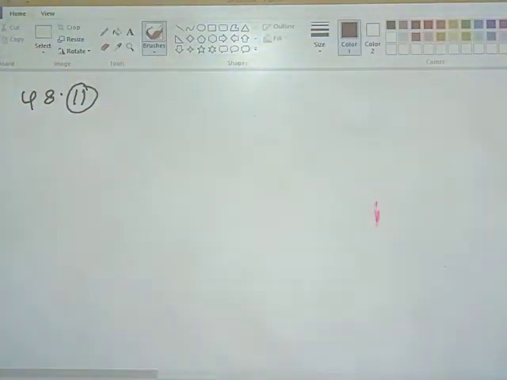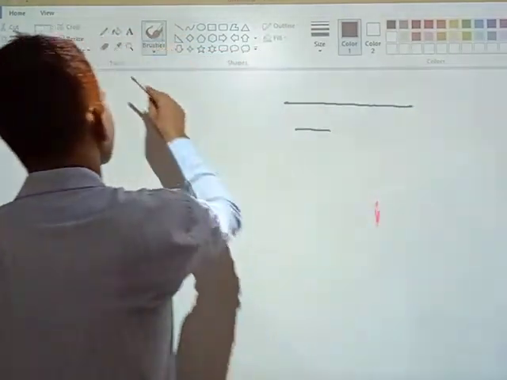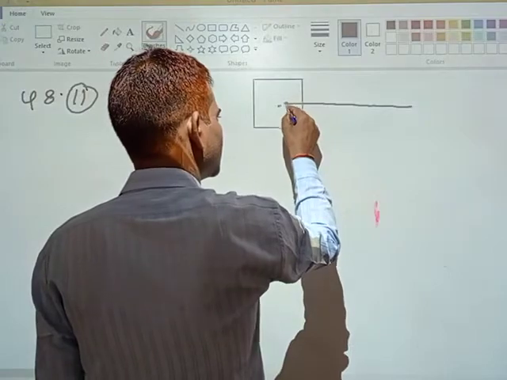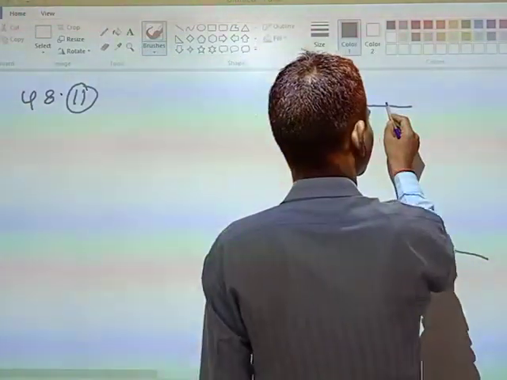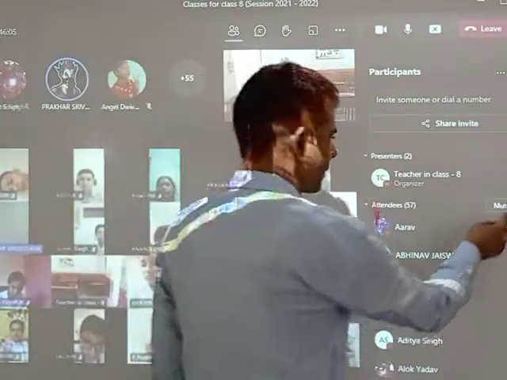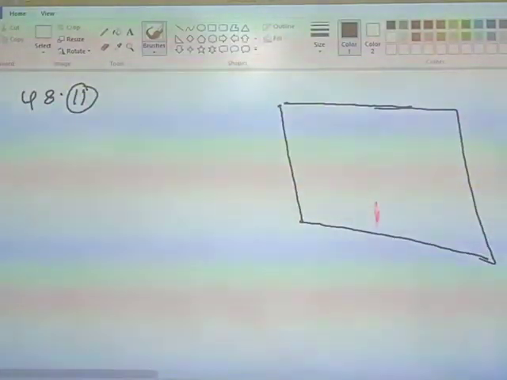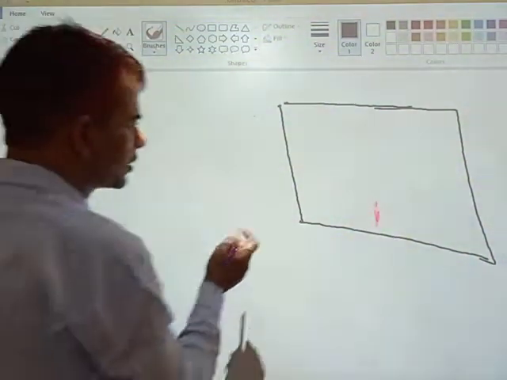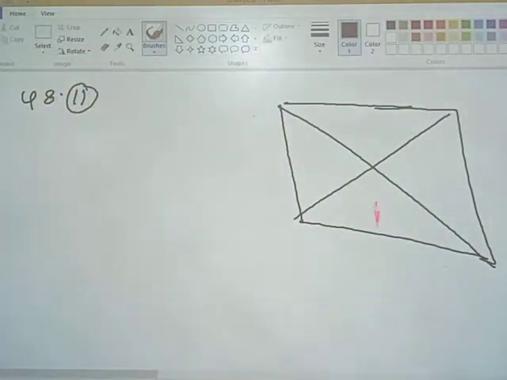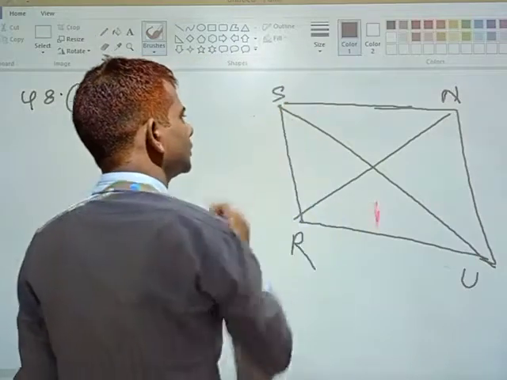In the following figure, RUNS is a parallelogram. Students, it is your parallelogram. Students, these are diagonals. And it is your RUNS. R-U-N-S, RUNS.